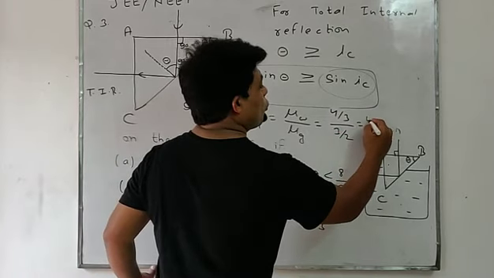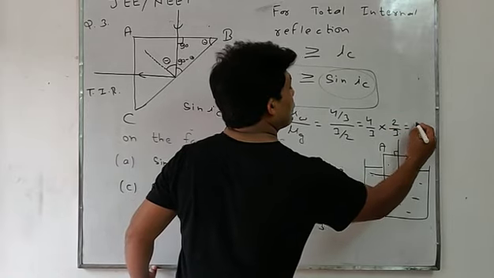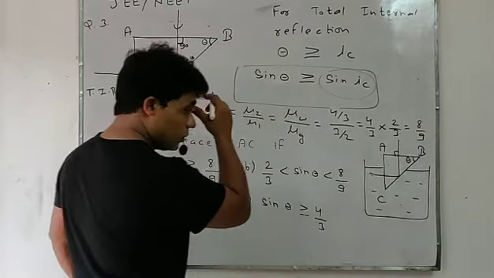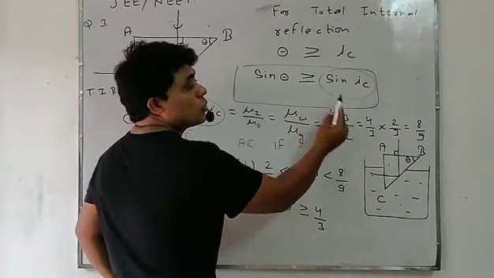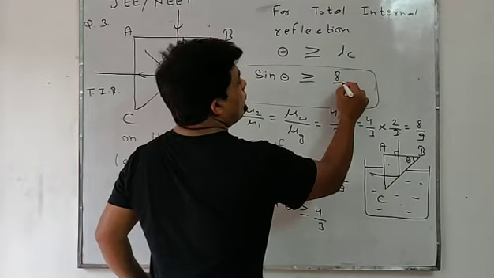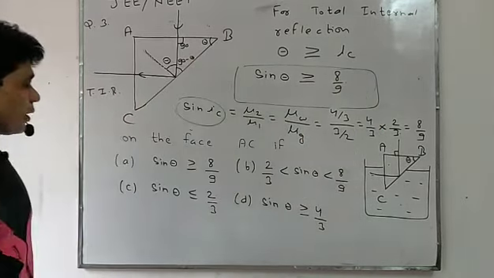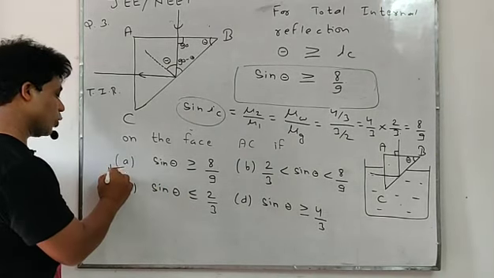So 4 by 3 multiplied by 2 by 3 is 8 by 9. So sine IC is 8 by 9. So what should be the correct answer? Sine theta should be greater than or equal to 8 by 9. So A will be the correct option.